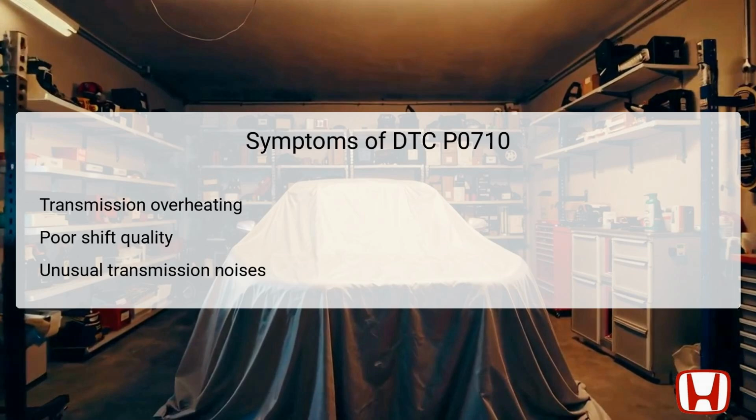Symptoms associated with DTC P0710 can significantly impact the driving experience. One of the most critical indicators is transmission overheating, which may occur when the fluid temperature sensor sends incorrect information to the TCM. Consequently, you may experience poor shift quality, where gear changes feel sluggish or erratic, making driving uncomfortable.